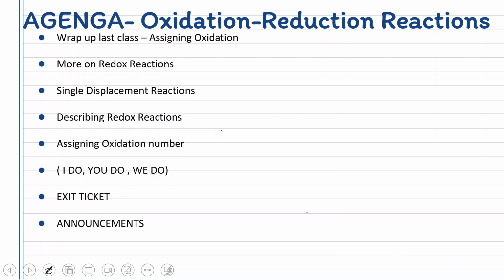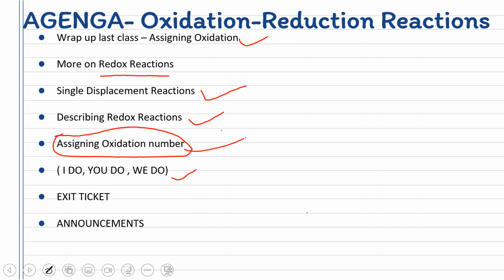So we're going to go through today's lesson. We're going to quickly go back to last time and wrap up and try and finish whatever we were doing last time. We're going to do more on redox reactions. We're going to do something called single displacement reactions. We're going to go to describing redox reactions. Then we're going to go to I do, you do, we do. We did this last week, so this is actually going to tie into this. Okay, so just so you know.